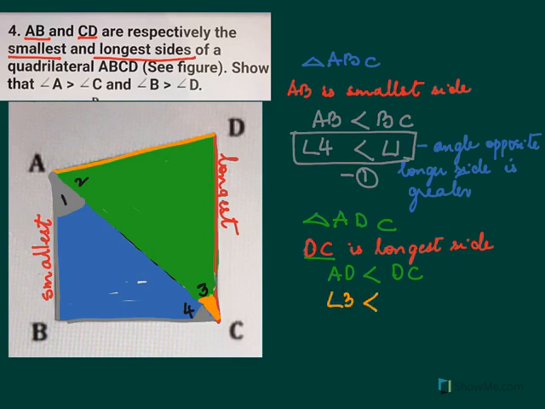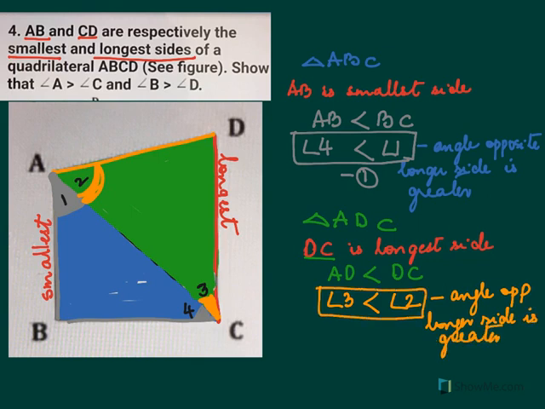So we'll write angle 3 is less than, opposite DC is angle 2, so angle 3 is less than angle 2. And the reason? Angle opposite the longer side is greater. So this is my second equation. I'm going to add both equation 1 and 2.